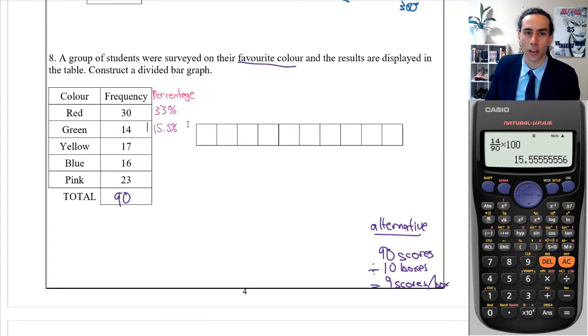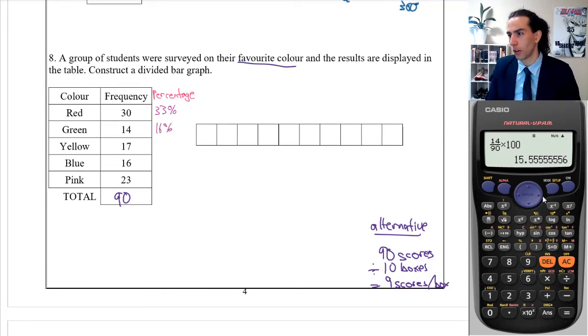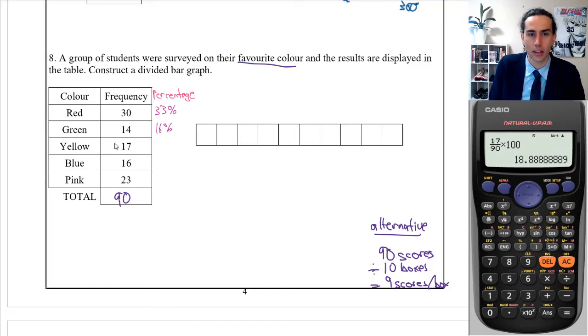16, change that. 17. Don't need to rewrite the whole thing every time. Just change the top. 18, we'll call that 19%. 16. A little bit less. Down at, call it 18%, and pink 23%.